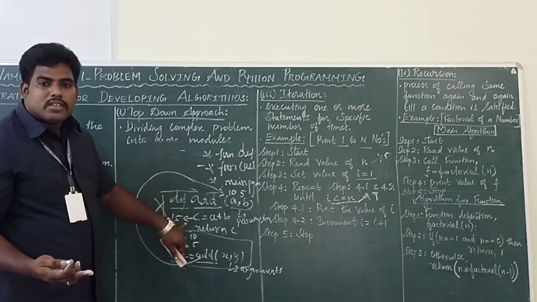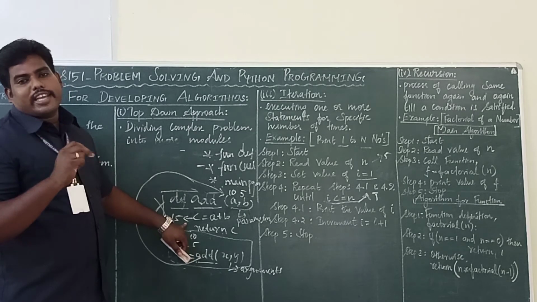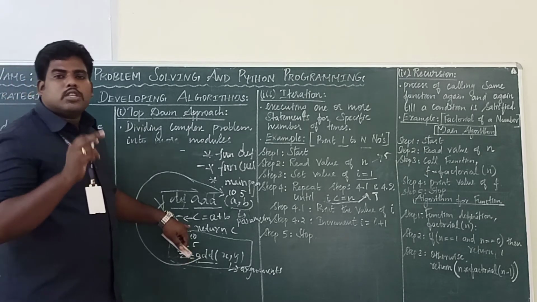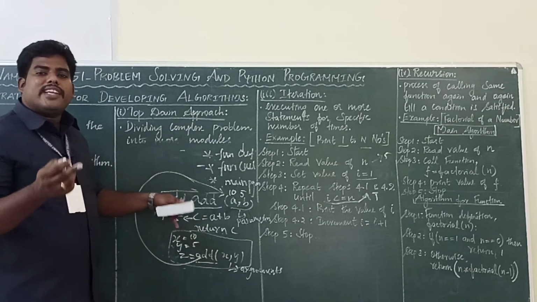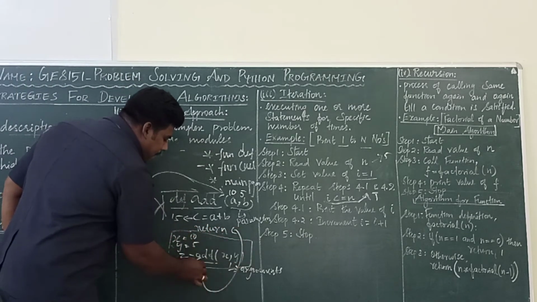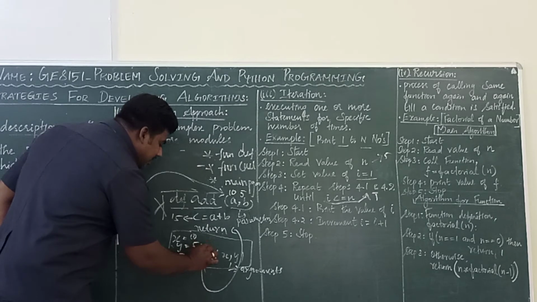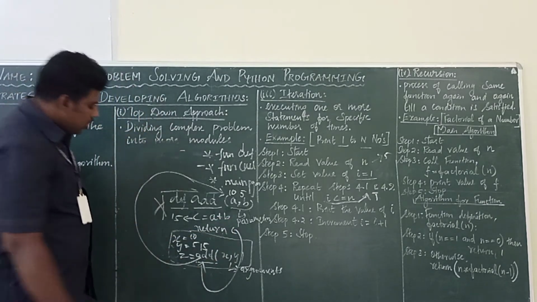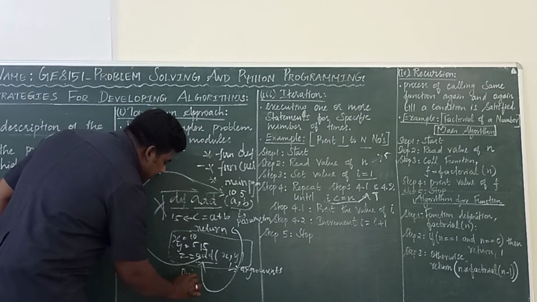Where will it return? From where it was called, there it will be returned. The return statement is used to return to where it was called. So the return C will be returned back to this place. So what's the Z value now? 15. Here we can use print Z.